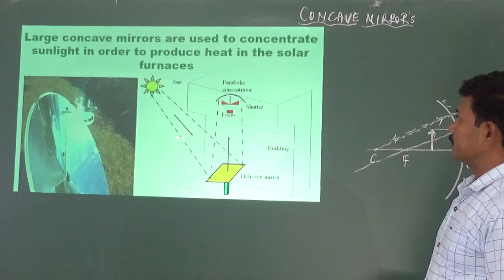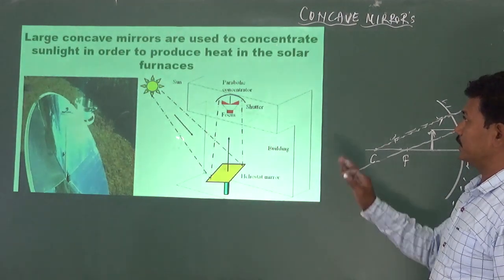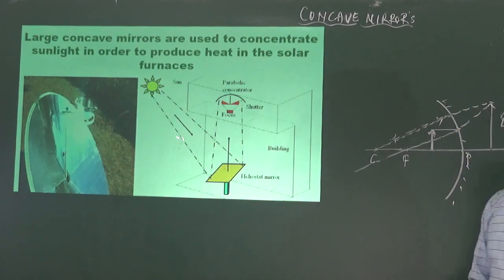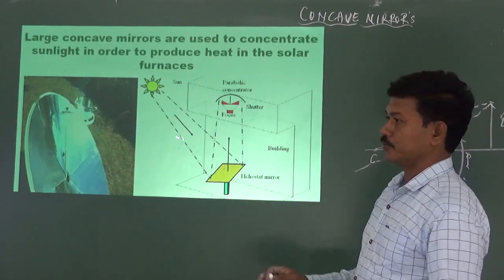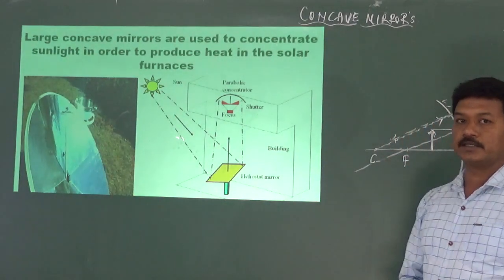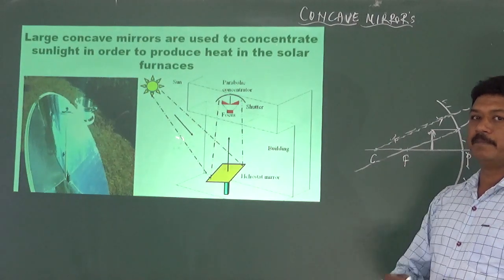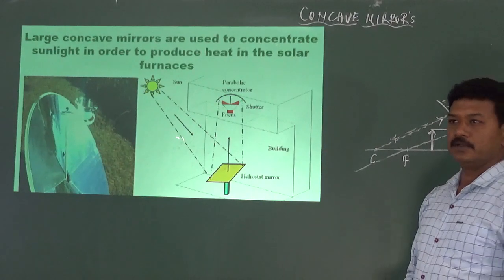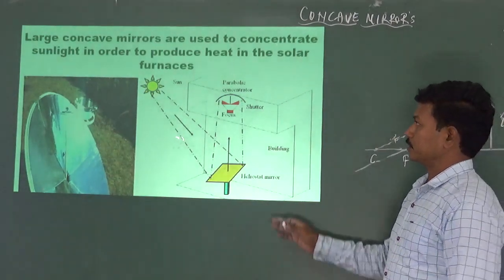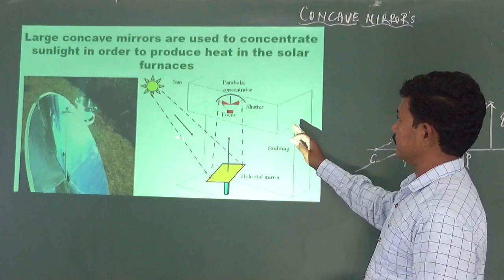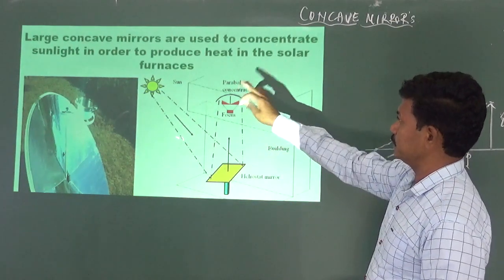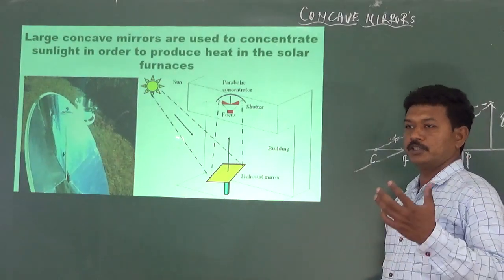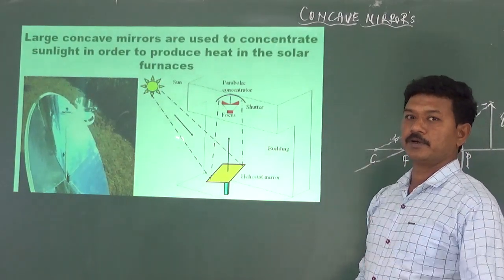So very large concave mirrors are used to concentrate sunlight in order to produce heat in solar furnaces. Solar furnaces are those devices which use solar energy to produce heat, to heat metals, to melt metals during the metallurgical process. So it's a very big solar furnace. Furnace means it's a place where heat is produced. So using a solar furnace means we're using sunlight to produce a large amount of heat.